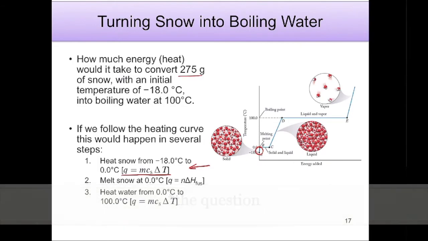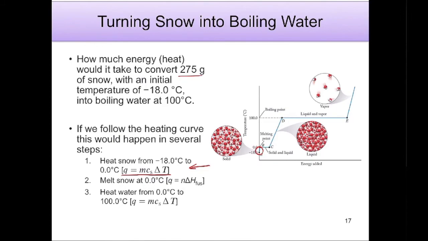We could use molar heat capacity. We would just have to change that mass into moles. And we have to use that mass because remember, specific heat capacity has to do with 1 gram of a substance, and we have 275 grams here. So we have to multiply the specific heat capacity by the mass to get the total heat capacity of that particular substance. The next step, once the snow has reached 0 degrees Celsius, is a phase change.